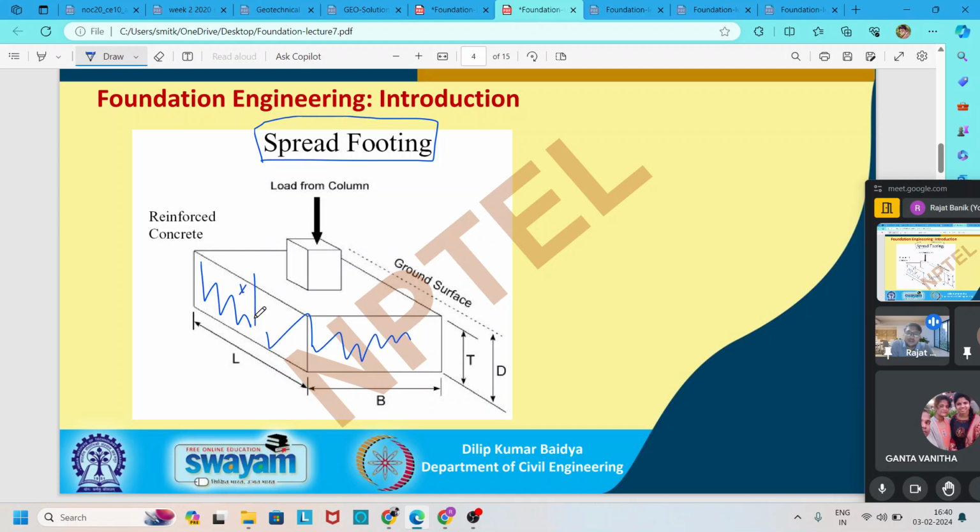So we build the foundation below each column. If you build a one-story or two-story building, below every column we need to build this type of foundation to spread the load which is coming from the superstructure. This foundation should be reinforced concrete. That means we apply the concrete along with the reinforcement, and it should be below the ground surface at a particular depth like D.